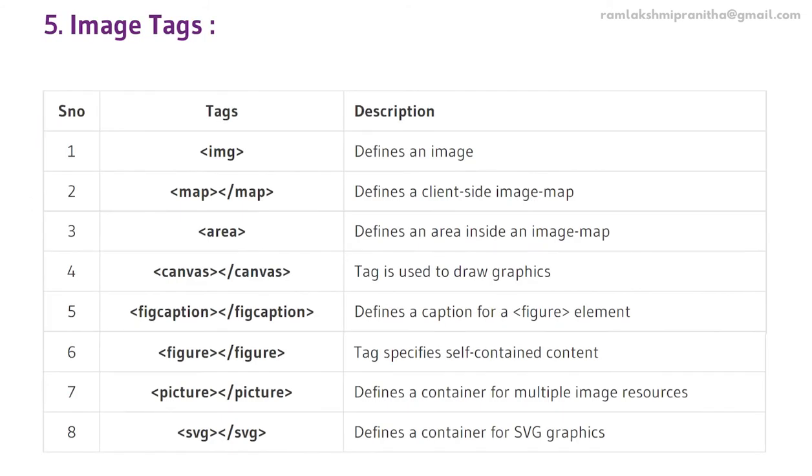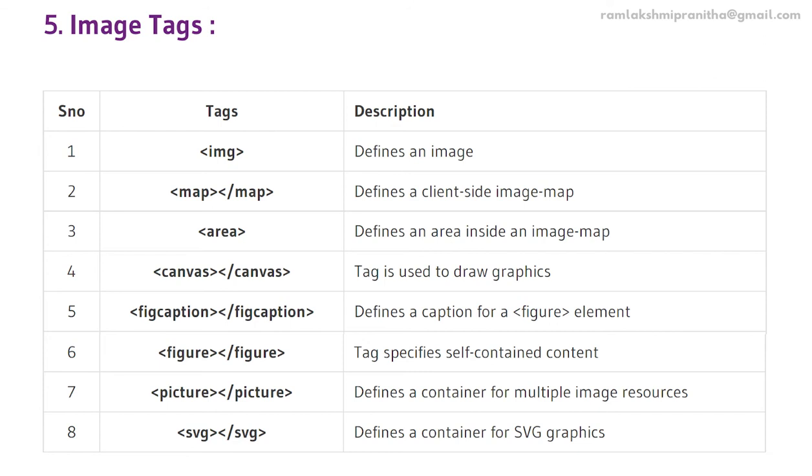5. Image tags. Next, let us learn some of the HTML image tags. 1. Image tag. Image tag defines an image. 2. Open and closed map tag. Map tag defines a client-side image map. 3. Area tag. Area tag defines an area inside an image map. 4. Open and closed canvas tag. Canvas tag is used to draw graphics.